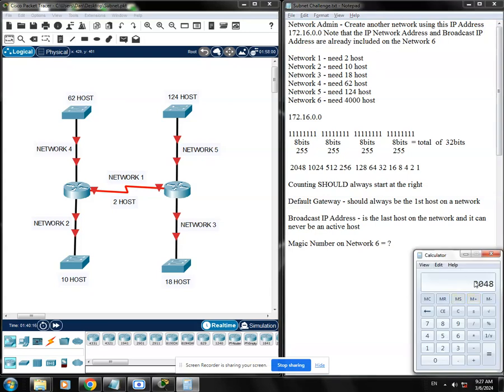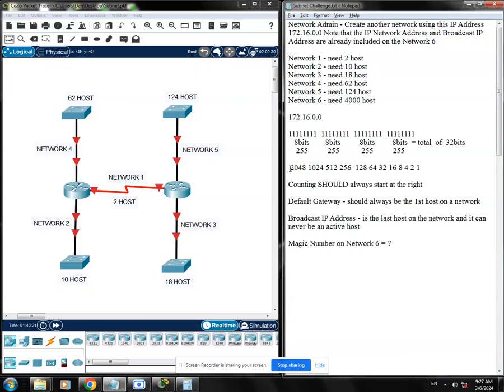2048 times 2 is 4096. Here we go. I believe 4096 is totally enough to cover the 4,000 hosts, so we will stop on this number. Now, where's the 4096 on these 8 binary bits? Let's locate it. This is the 1, 2, 4, 8, 16 up to 128.